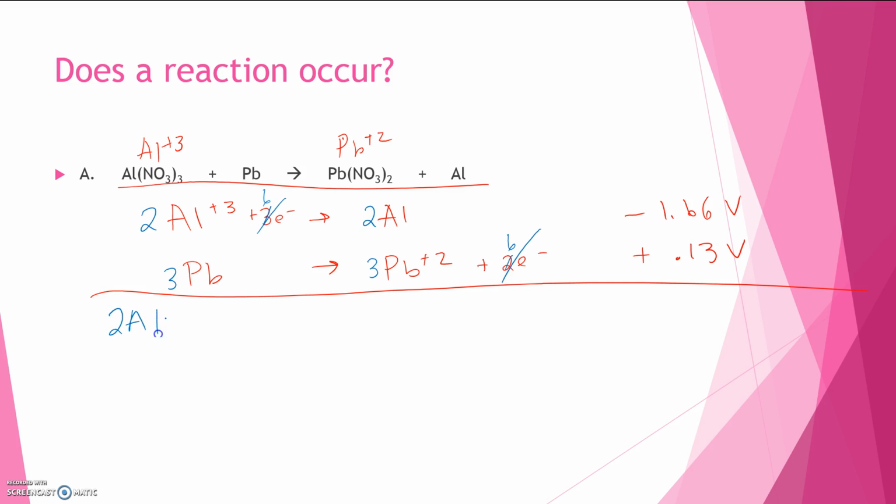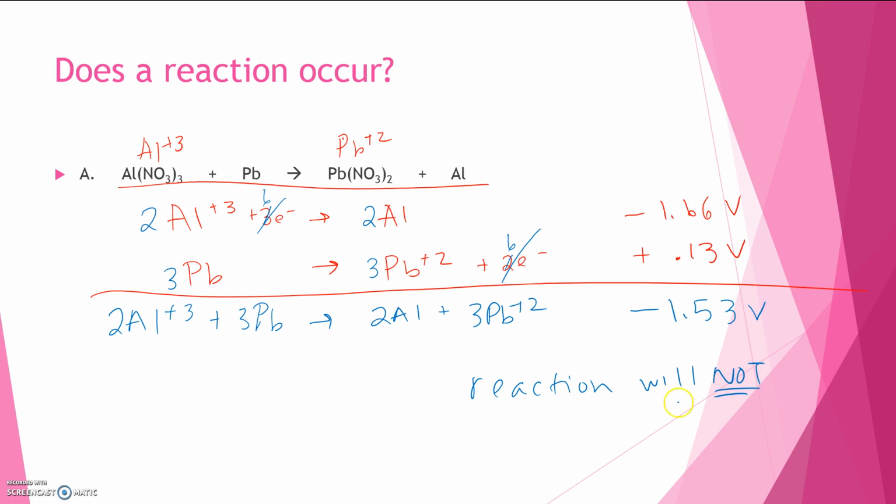My electrons cross out. I add this together. My overall reaction is 2Al plus 3Pb plus 2 yields 2Al plus 3 plus 3Pb. And this ends up being negative 1.53 volts. The reaction will not occur. If my overall reaction is negative, it will not occur. It will occur in the reverse reaction. So if I took aluminum metal and I put it in lead ions, that reaction would occur, and I would have a flow of voltage.